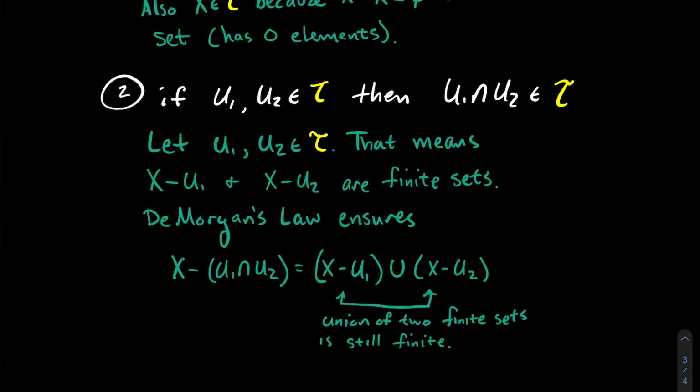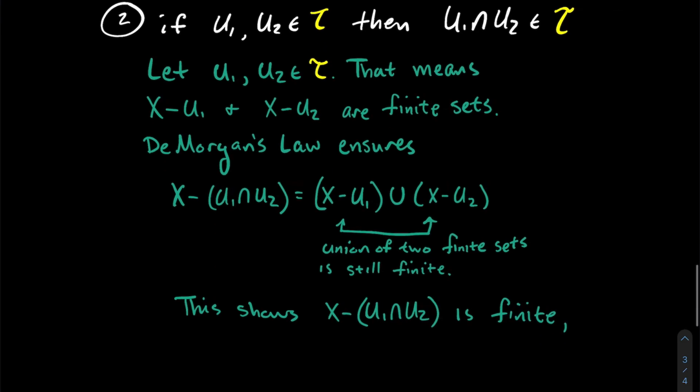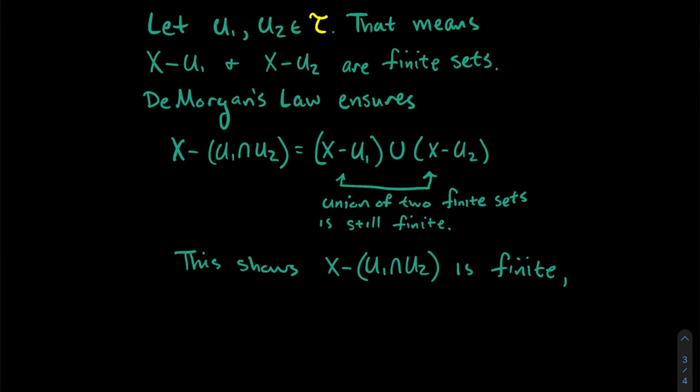But each of these things I'm taking the union of are finite sets. And if you take the union of two finite sets, of course you get something back that's still finite. So that shows that the complement of U1 intersect U2 is a finite set. Thus, the intersection is an element of the finite complement topology.